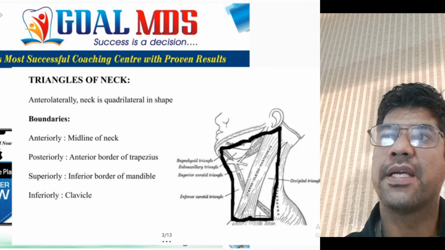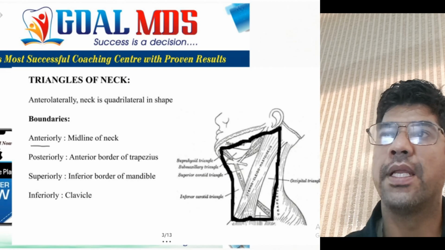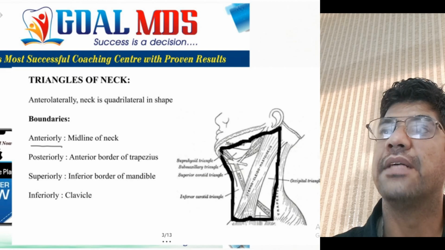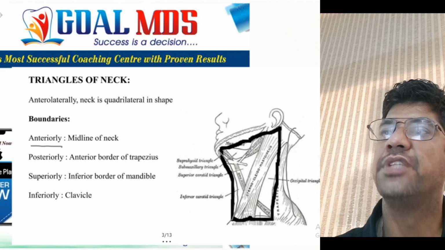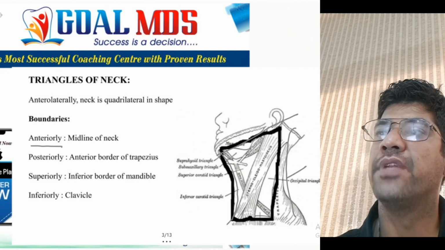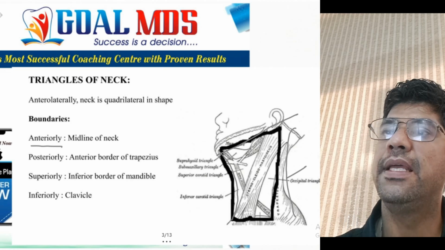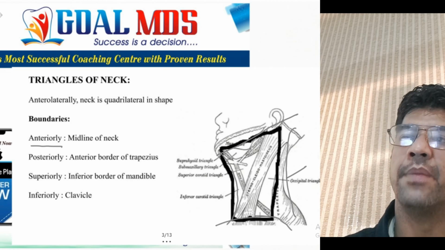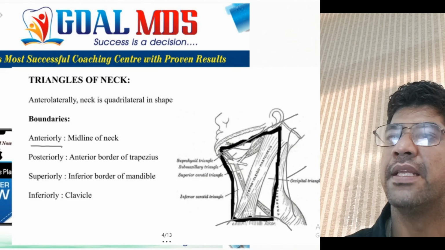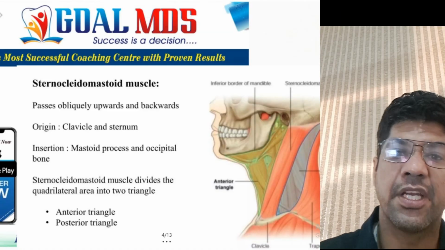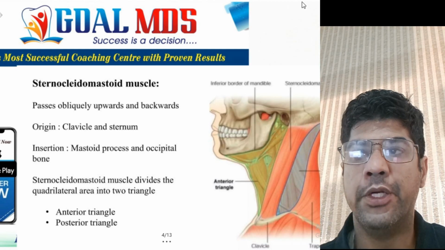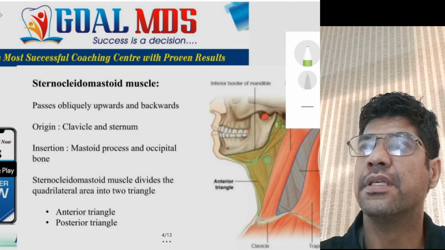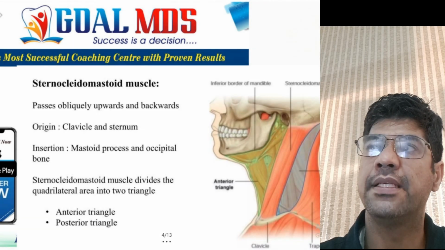The triangles of the neck is quadrilateral in shape. It has anteriorly the midline of the neck, posteriorly the anterior border of the trapezius muscle, superiorly the inferior border of the mandible, and inferiorly there is clavicle. So it is the sternocleidomastoid muscle that divides the quadrilateral area into two triangles. One is the anterior region and other is the posterior region.